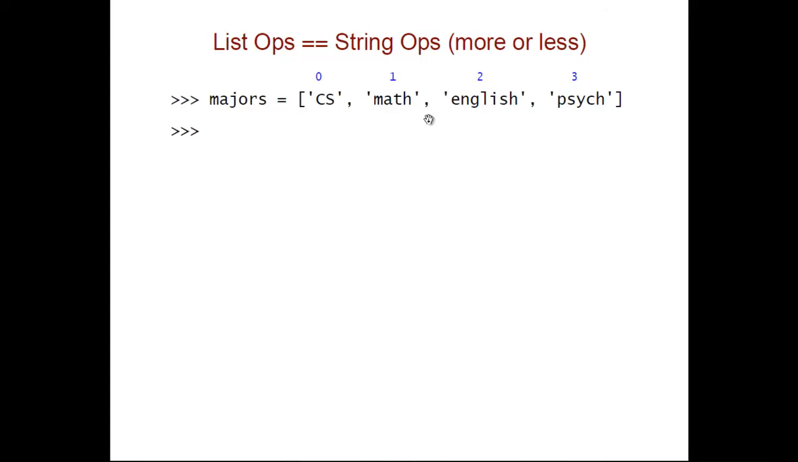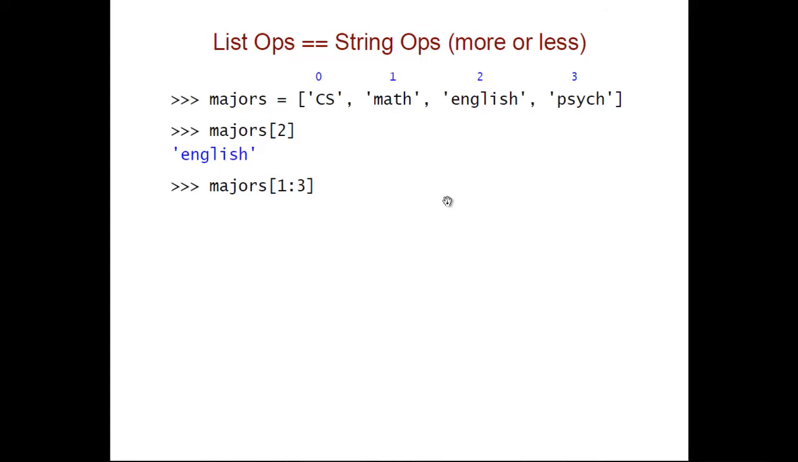And you can see I've taken this list of 4 strings and I've assigned it to the variable majors, and I'm doing this at the shell, which is why you see these 3 greater than symbols. That's the shell prompt. You might want to try this actually on your own at the shell. And let's assume that we do that. And then if I type in this expression, which is an indexing expression, what I'm going to get is the element at position 2, which is English, the string English.